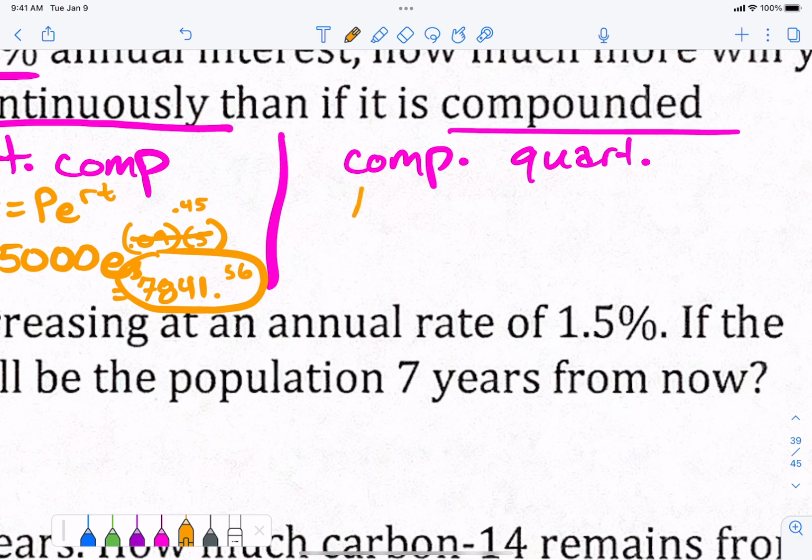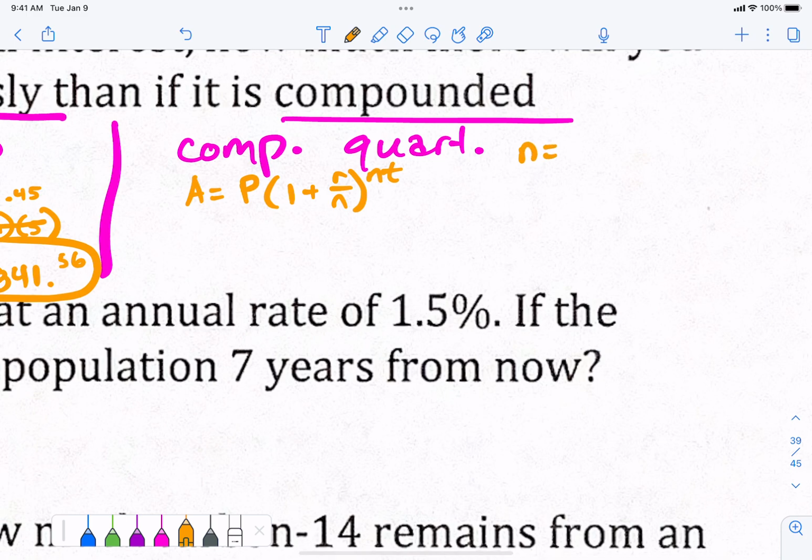Compound quarterly: A equals P times 1 plus R over N to the NT power. And the only thing I don't know right now is what N is. N is 4. Okay, so 5,000 times 1 plus 0.09 divided by 4, which is an ugly number, whatever. And then we have 4 times 5 as the power.